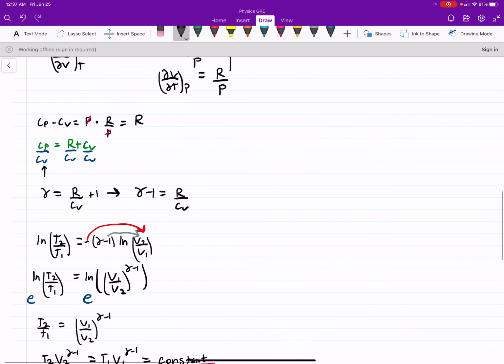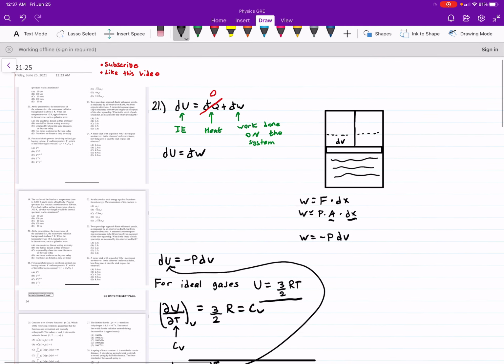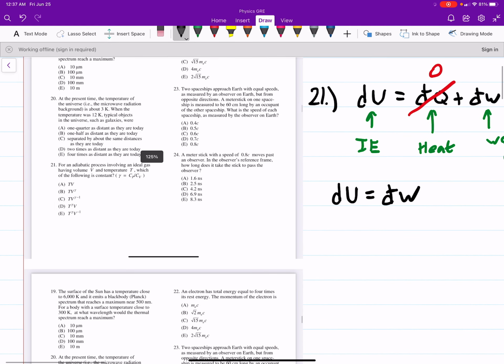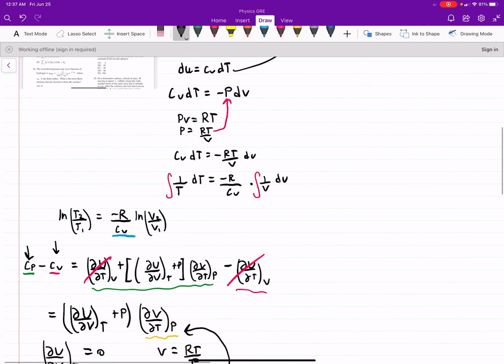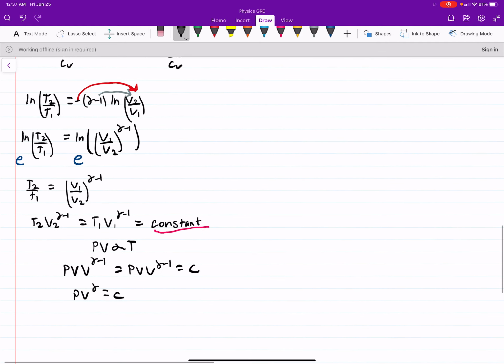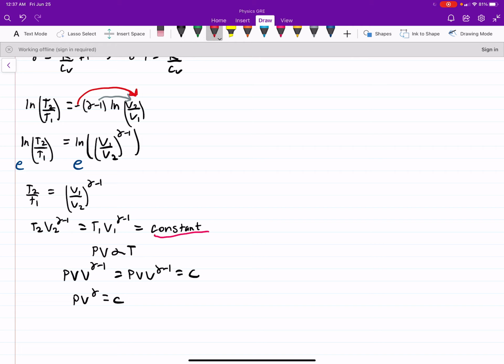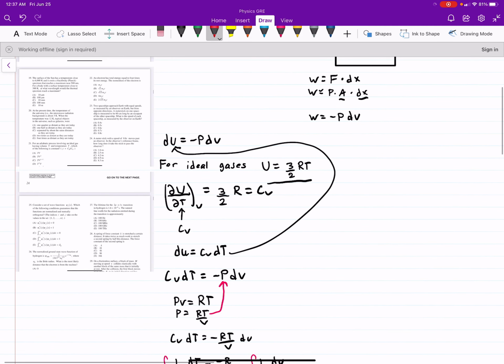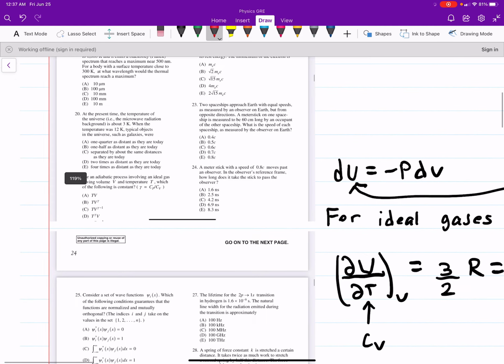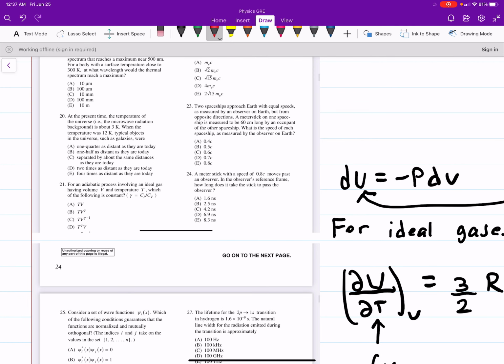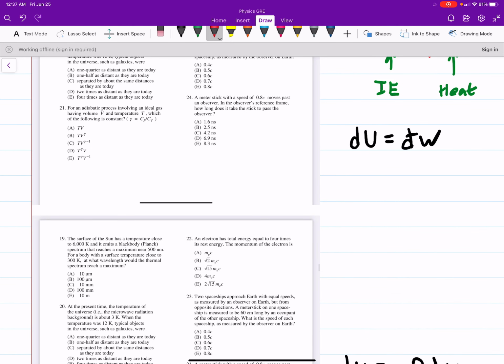Let me get back to the question. 21. Okay, so theirs is in terms of T. I went a little bit too far here, sorry. So we can just say TV to the gamma minus 1. Which one is that? TV to the gamma minus 1. Option choice C. So I kind of went off a little bit there. I'm going to go a little bit faster on the other ones to make up for it.